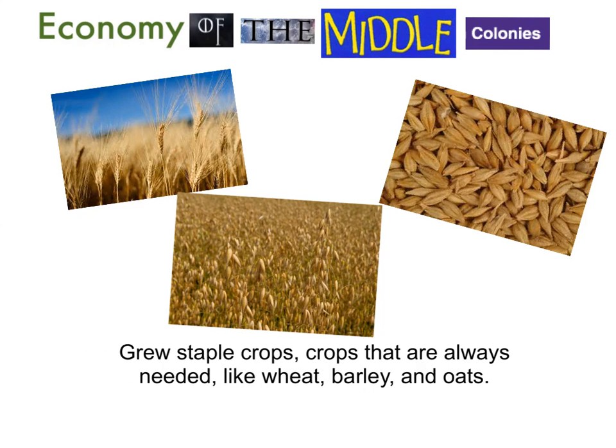The economy of the Middle Colonies was based on something called staple crops. Staple crops were crops that were always needed. These aren't really crops to make money off of, but just things that you needed. Wheat, right here, barley, oats. All these were crops needed by the colonists, whether to make bread or to make beer, those sorts of things.